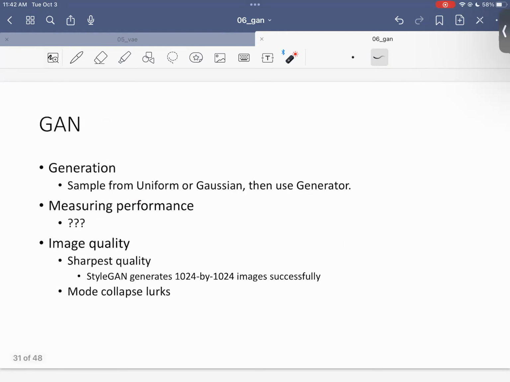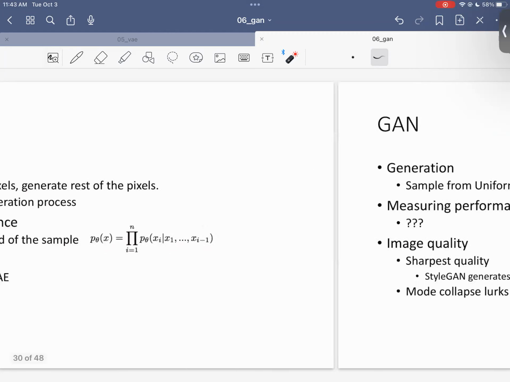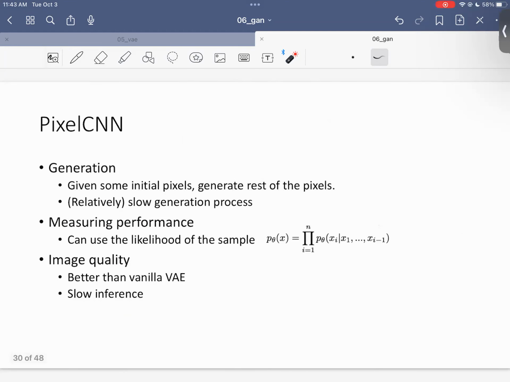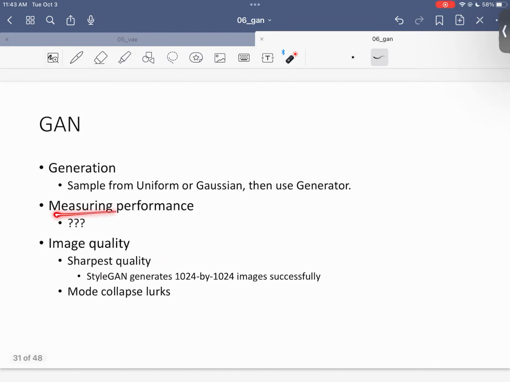And GAN samples have the sharpest quality, but mode collapse is an issue. And measuring performance is still an issue. For VAE, measuring performance can be seen as a loss. We can simply use reconstruction loss between X and X prime and look at the MSE loss. For PixelCNN, we can calculate the likelihood using this. But as I said, with GAN, there's no easy way to directly measure the performance of the model.